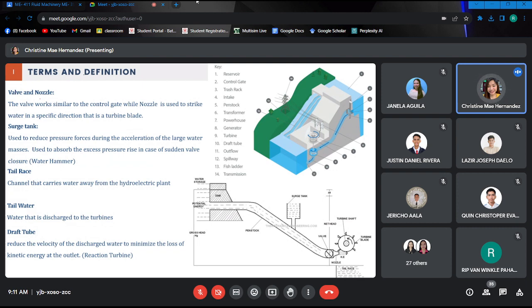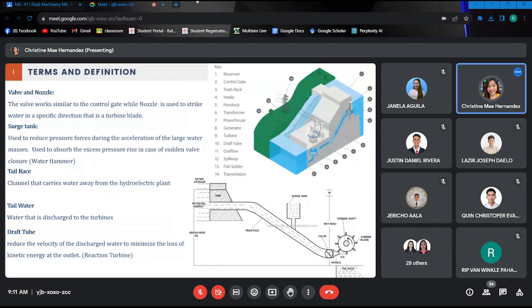So tail race, channel that carries water away from the hydroelectric plant. Tail water, it is the discharge water from the turbines. Draft tube, it reduces the velocity of the discharge water to minimize the loss of kinetic energy at the outlet.